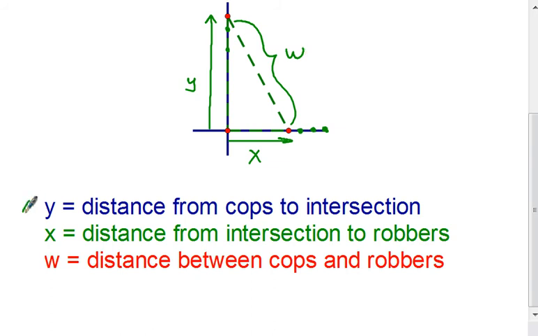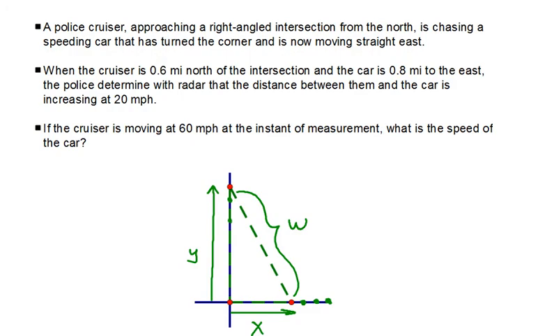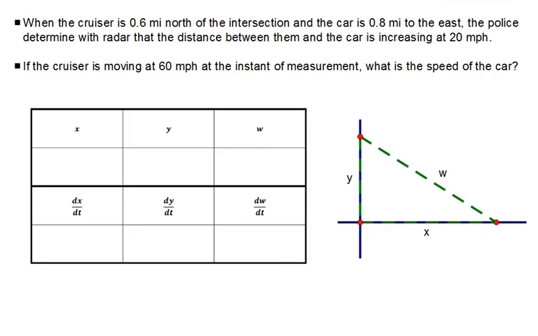All right, so just to be clear, y will be the distance from the cop car to the intersection. x will be the distance from the intersection to the robbers. And w will be the distance between the two vehicles. So we've got a clear definition of our variables, and that was something that we knew was important to do using general problem solving skills. Good. Next, let's now use those symbols and try to put these numbers in the right places.